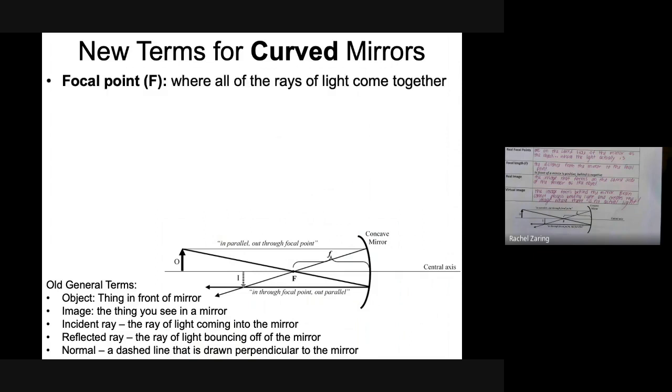The first of those vocabulary words is called a focal point. When a mirror is curved, it directs all of the rays of light to one position where all of the rays of light come together. If you've ever seen a bathroom mirror that is concave, it's curved in towards your face, there's a place where we can actually focus all of those light rays into one section. This will also relate to lenses as well.